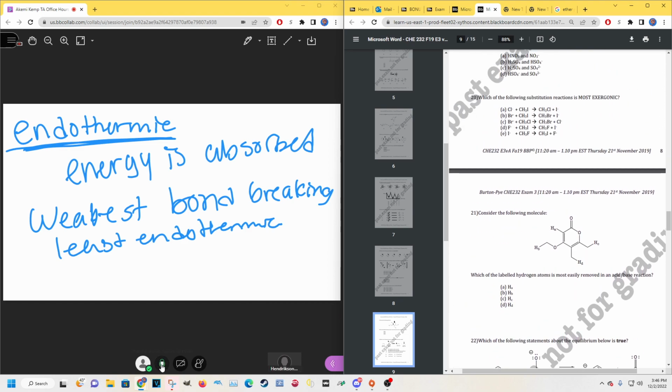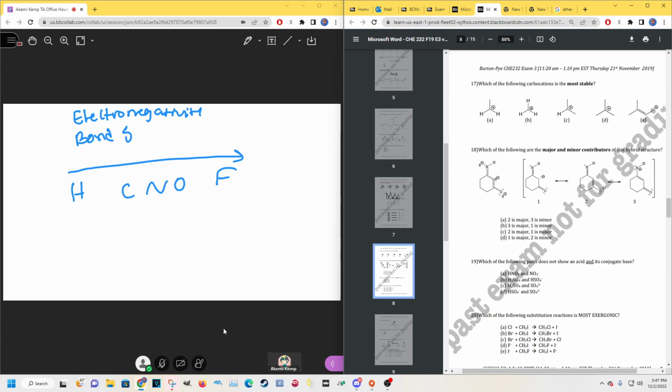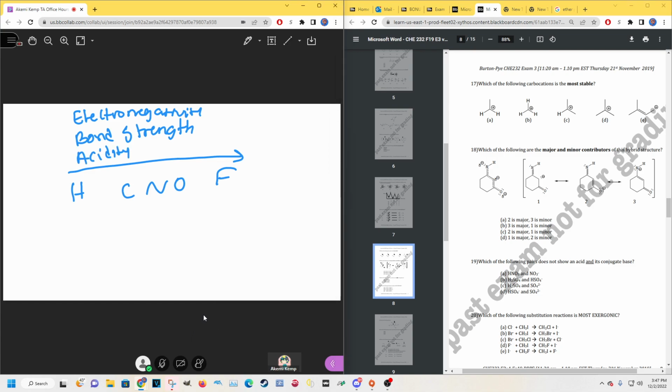Can you tell me the trend for bond strength again? Let's go over some trends. H, C, N, O, F increase with electronegativity, right? Right, the same way. Electronegativity increases left to right on the periodic table. Bond strength also increases left to right on the periodic table. And acidity increases left to right on the periodic table.